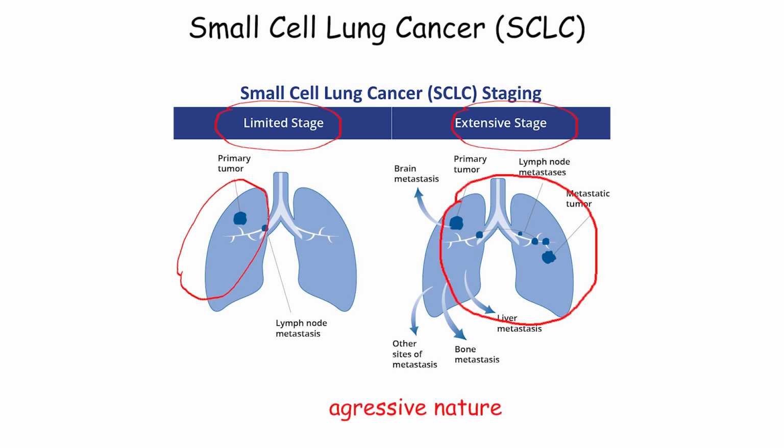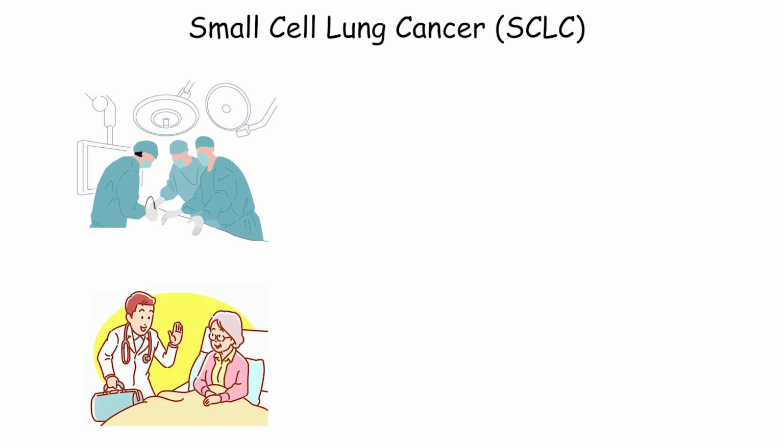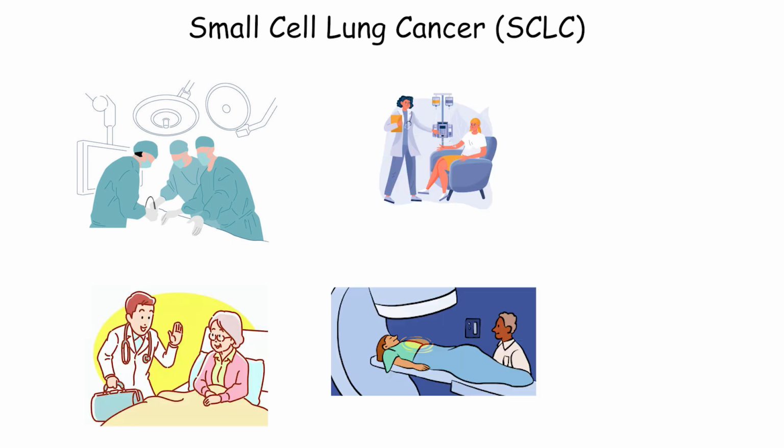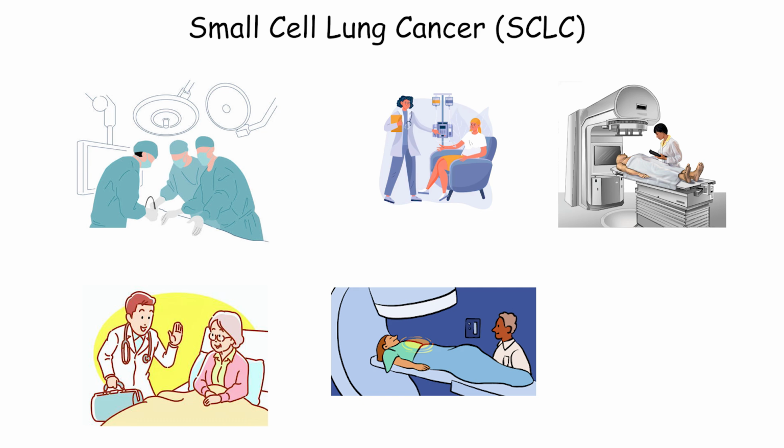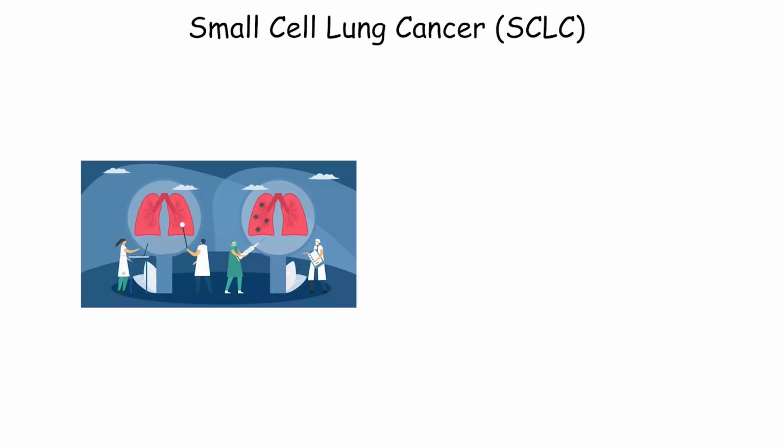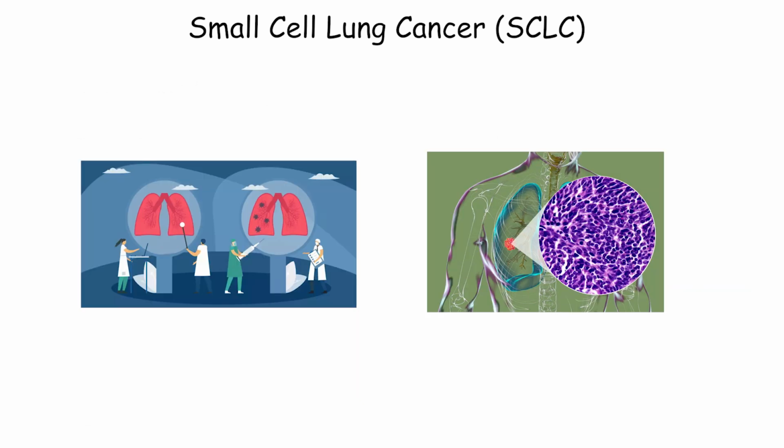Because of its aggressive nature, surgery is rarely an option. Treatment usually involves chemotherapy and radiation therapy, which can initially be effective. However, SCLC often returns, making it challenging to manage in the long term.